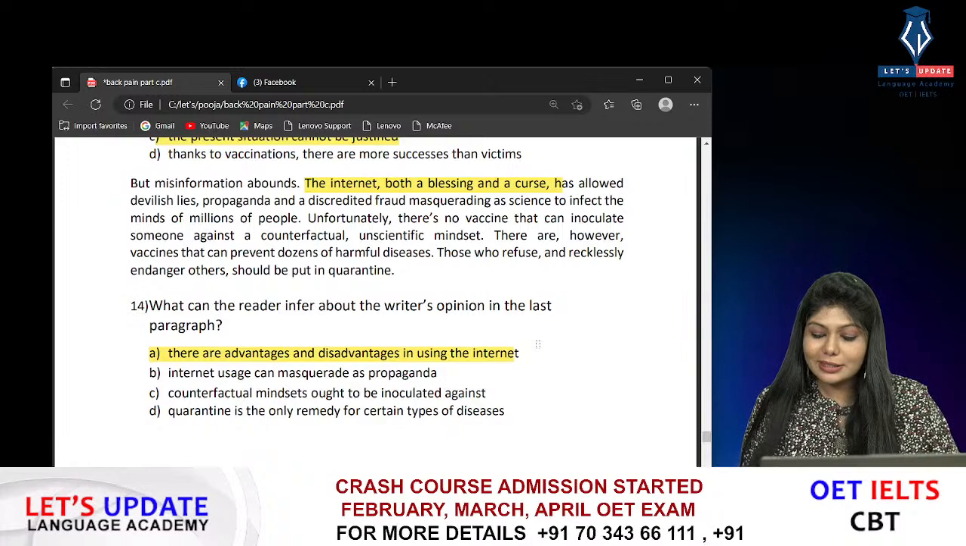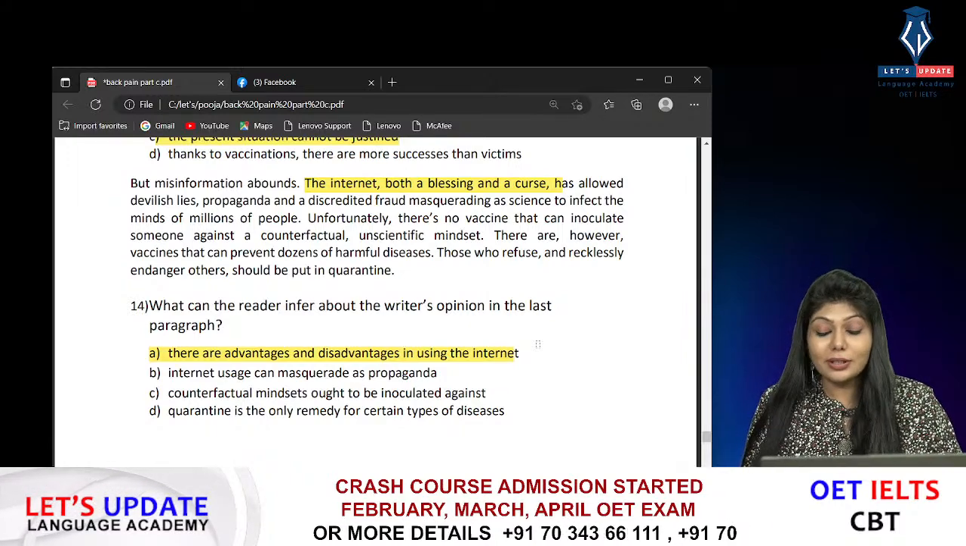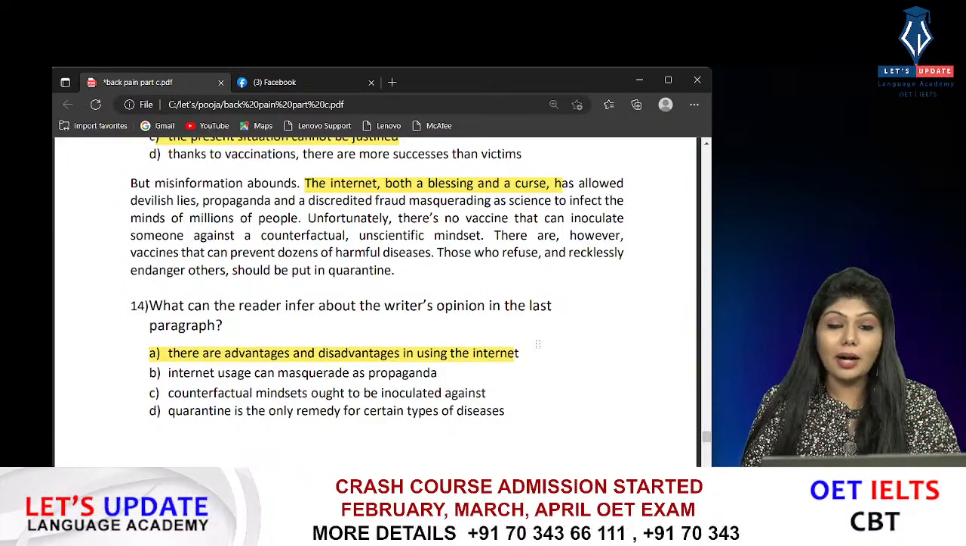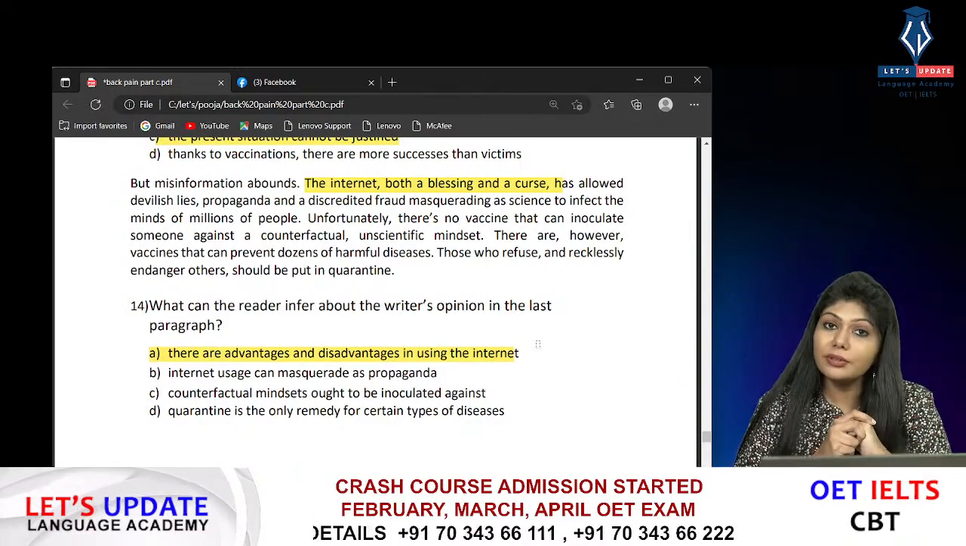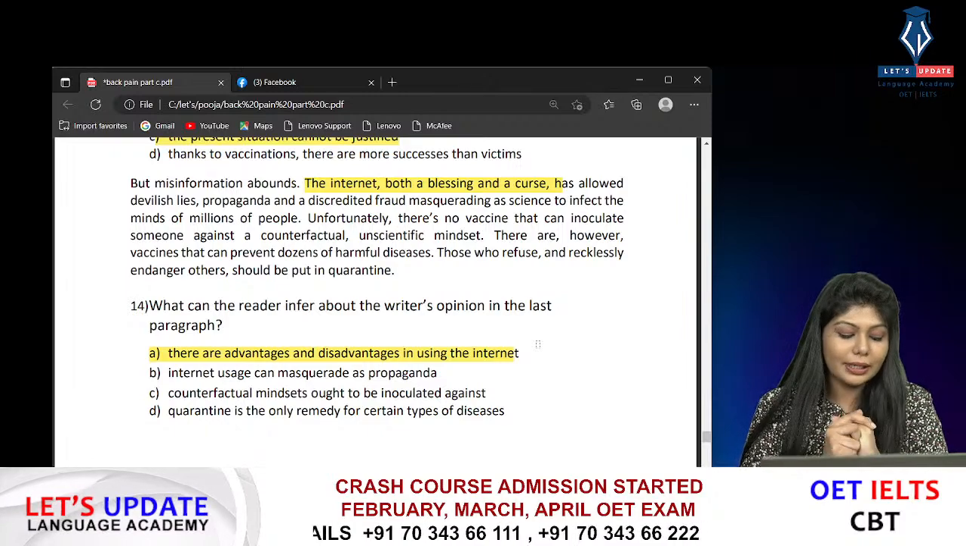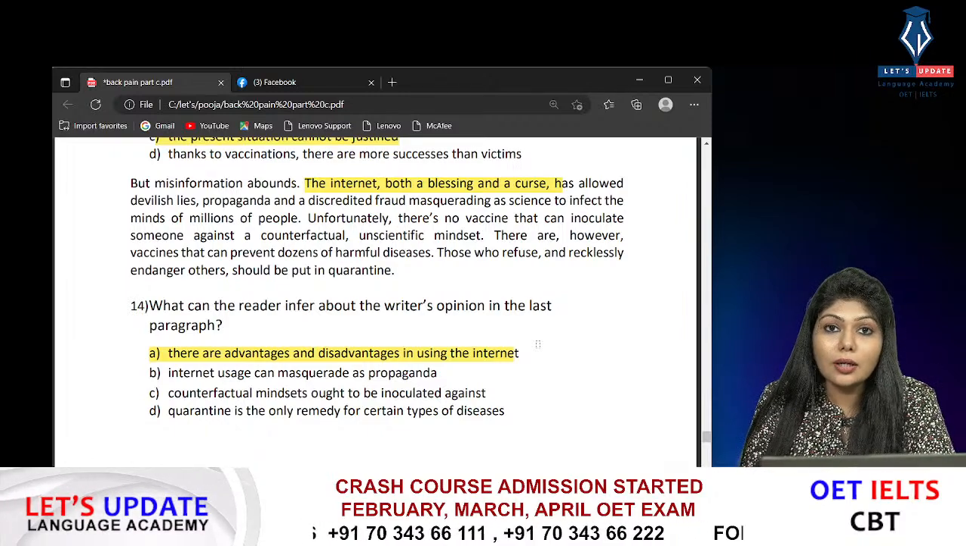So, now it's time to wind up. We have completed the discussion of part C of the reading subtest. I hope you have understood whatever we have discussed today, and I hope you have got an idea about how to approach part C.